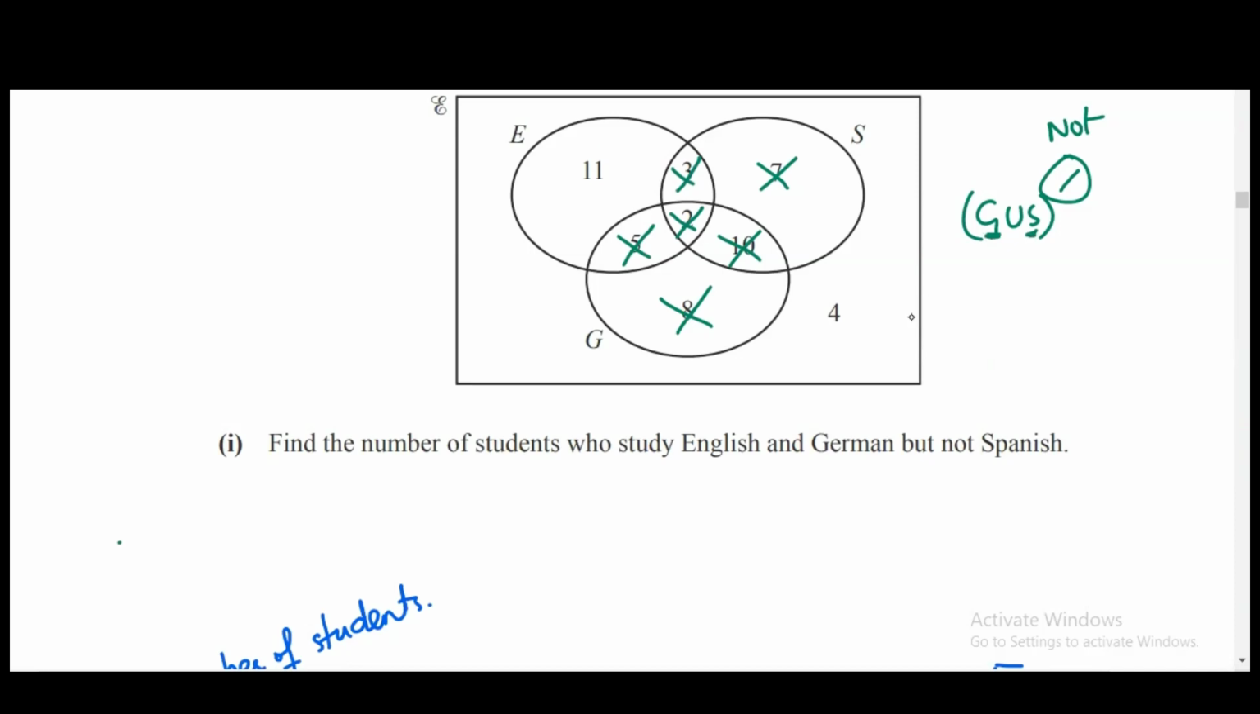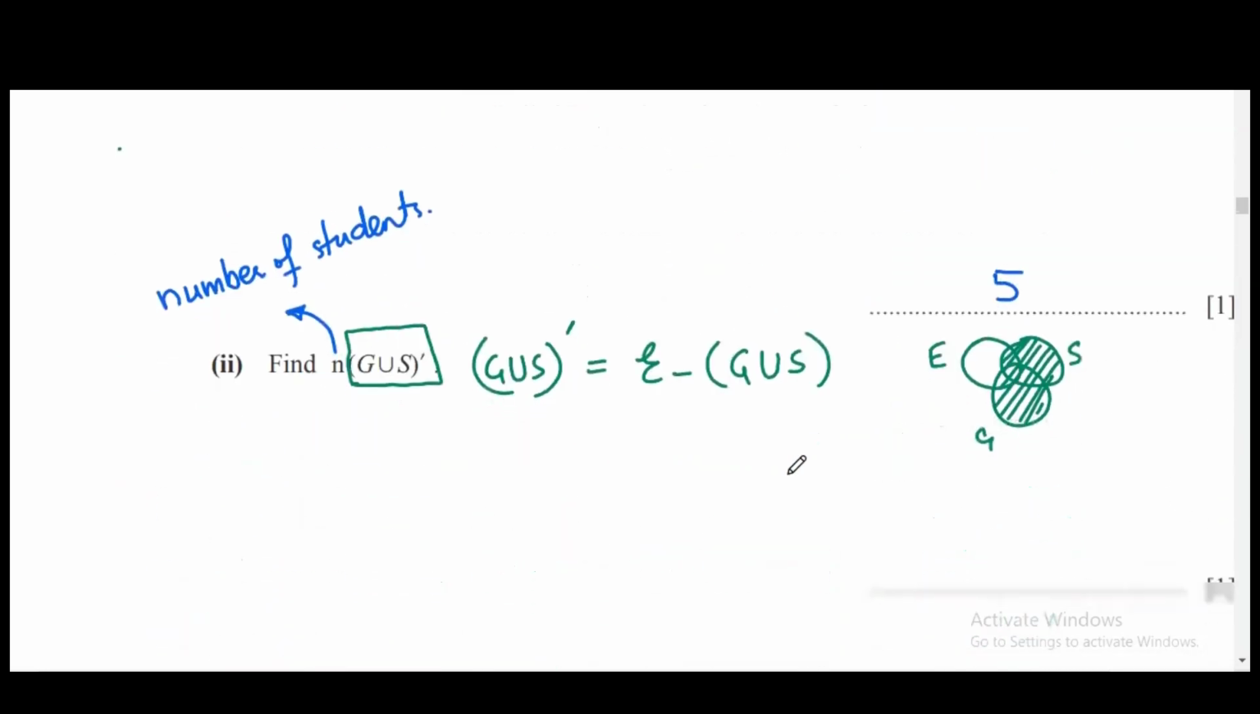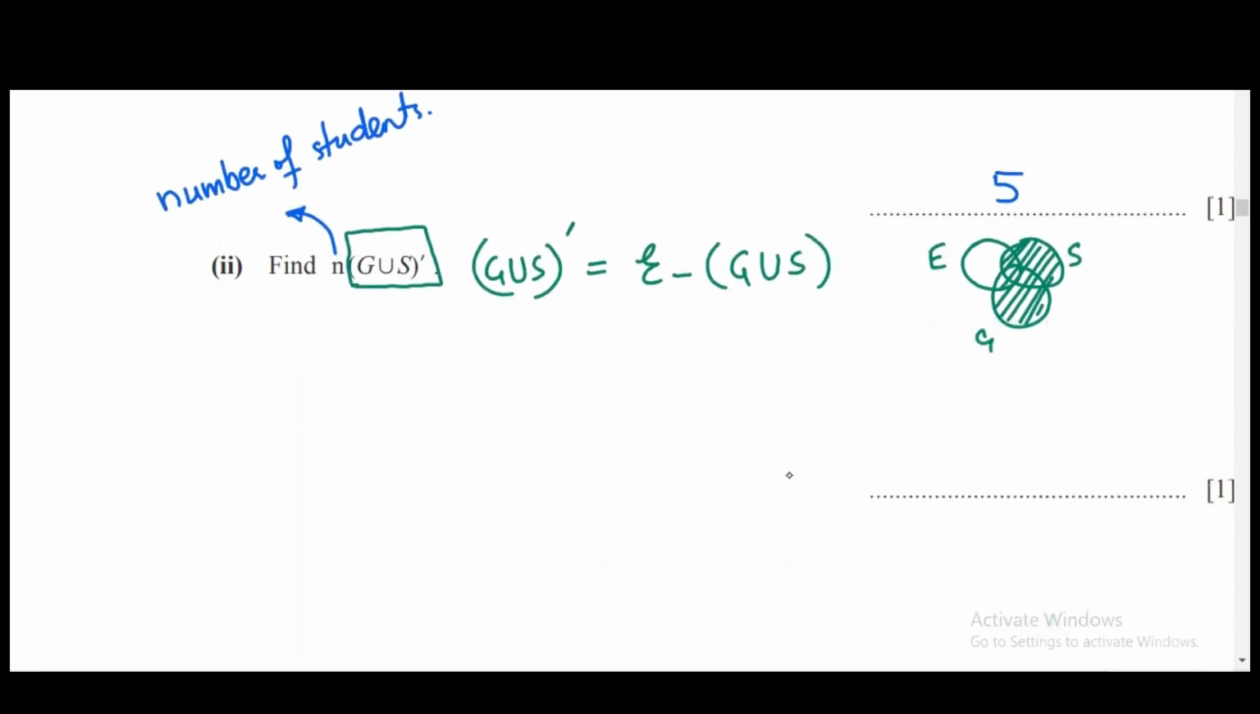So there are 11 students who are not studying English, German or Spanish, and 4 students who are also not studying the language German here. So 11 plus 4 is 15, the final answer. This is also a 1 mark question.